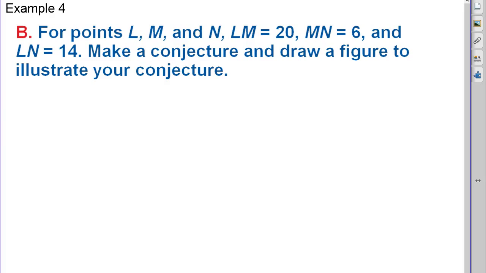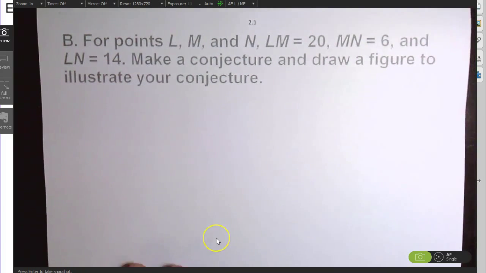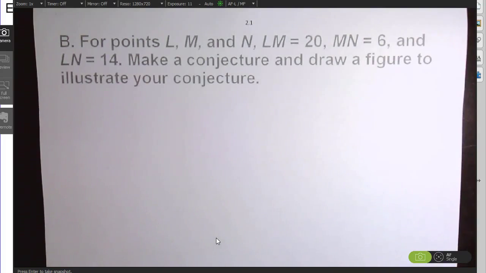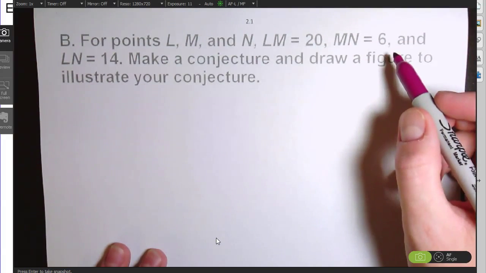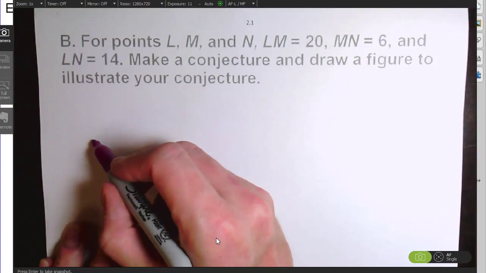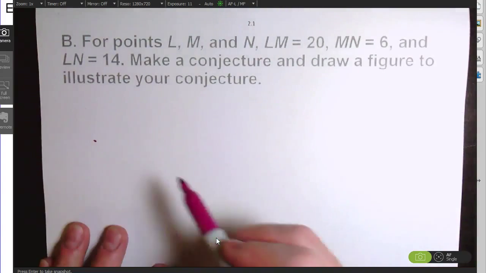Okay, example 4. For points L, M, and N, LM equals 20, MN equals 6, and LN equals 14. Make a conjecture and draw a figure to illustrate your conjecture. Now this one is tough if it just doesn't jump out at you instantly. Through experience, I instantly knew what I'm going to do, but a lot of you probably won't quite catch that. So here's what we have. We have 3 points and 3 segments. So there's one of two things that can happen. And notice it's LM, MN, LN.